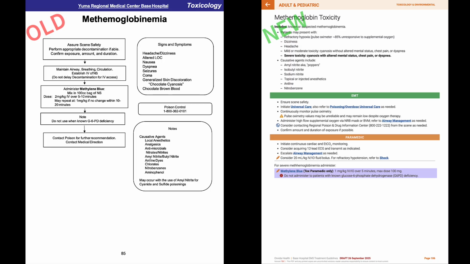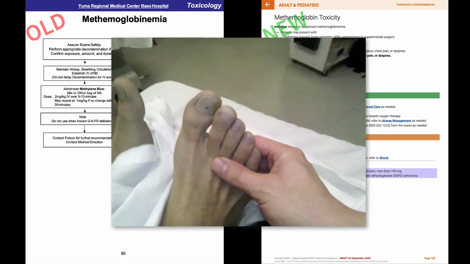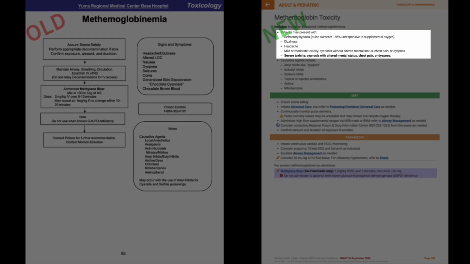The older YRMC guideline refers to this condition as methemoglobinemia and included both treatments and agent lists, but the Onvida version refines the presentation and focuses the treatment around field recognition and consultation. The hallmark sign is cyanosis that doesn't improve with oxygen. Mild to moderate cases may show cyanosis without any other symptoms, while severe cases can include chest pain, shortness of breath, altered mental status, or even seizures and coma.